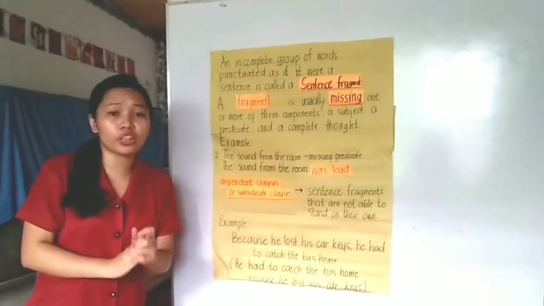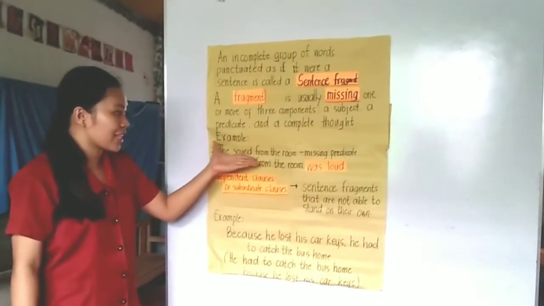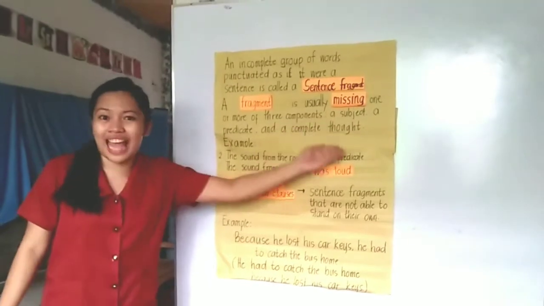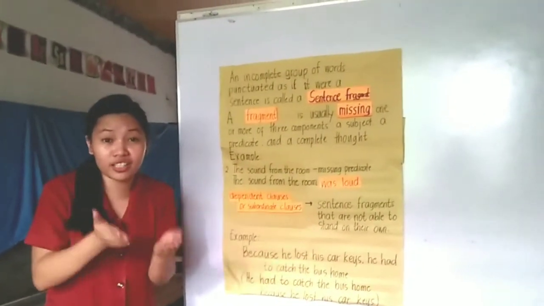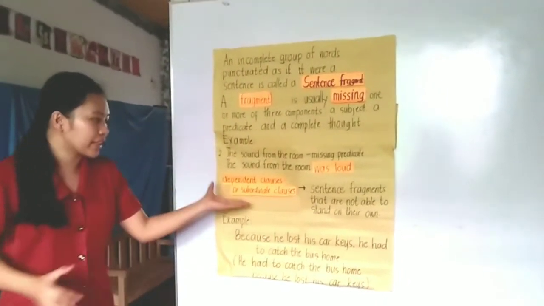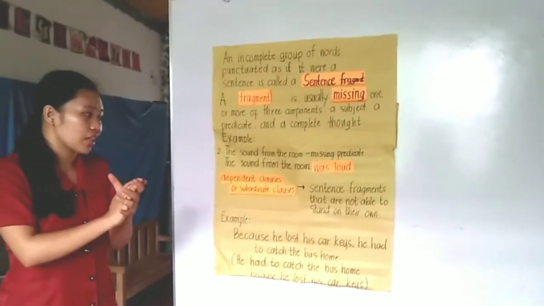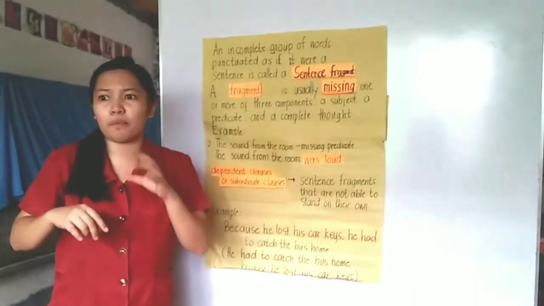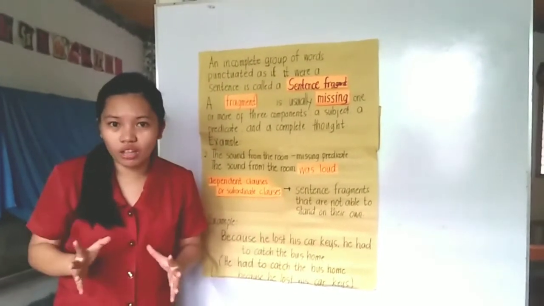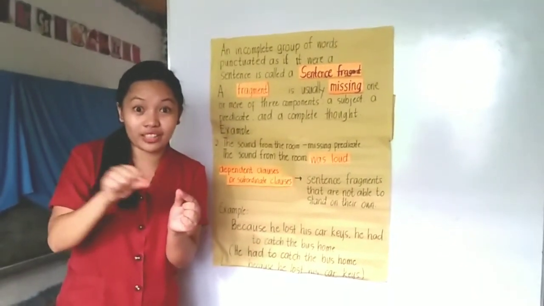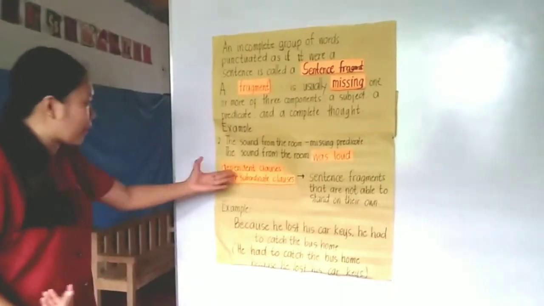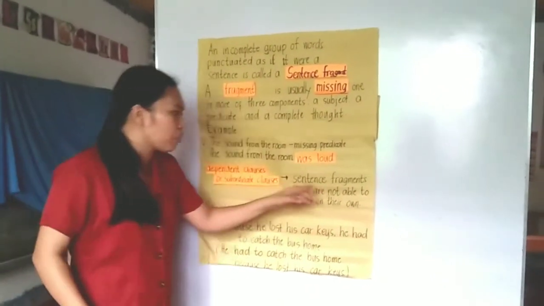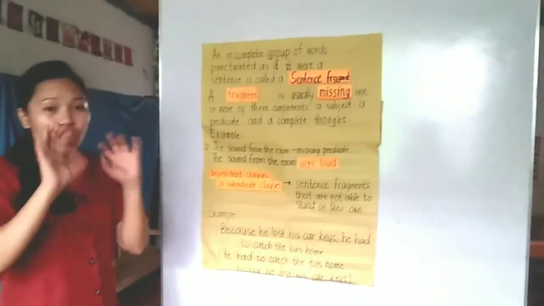Okay? Okay, the next example, the missing part here is the predicate. The subject here is the sound from the room. So, to make it complete, the sound from the room was loud, was quiet, or anything that completes its thought or idea. Then there are dependent clauses or subordinate clauses. Dependent clauses or subordinate clauses are sentence fragments that are not able to stand on their own. So take for example, a paper doll. You should make a stand on it so that it will stand up. So here in dependent clauses, each should not be able to stand on their own. That is dependent clauses or subordinate clauses.